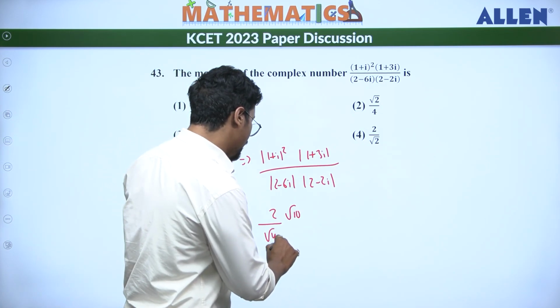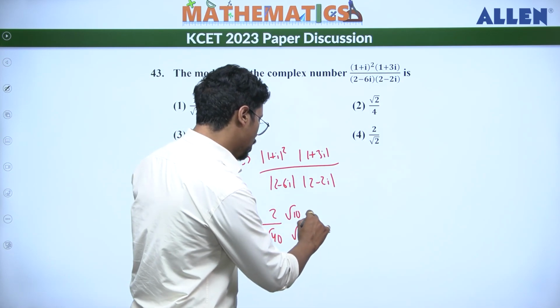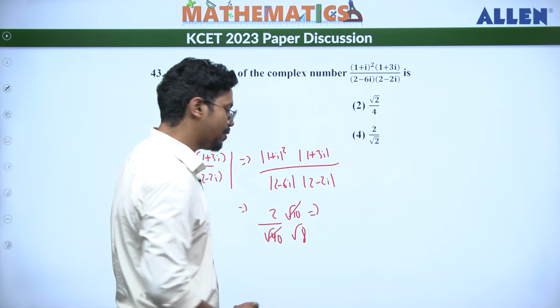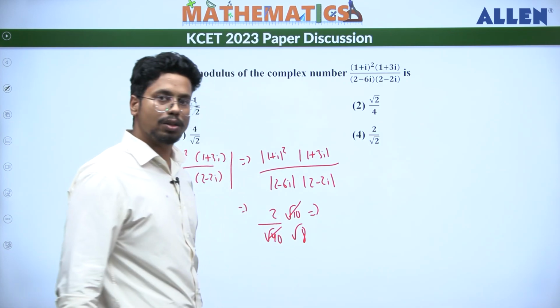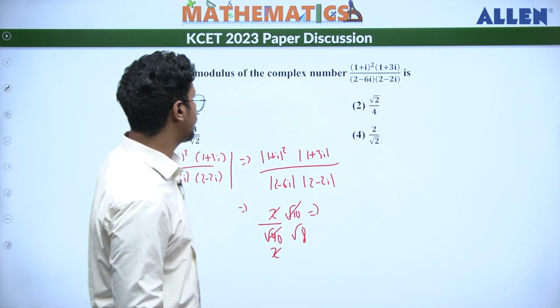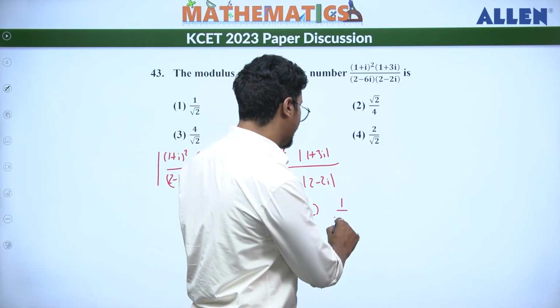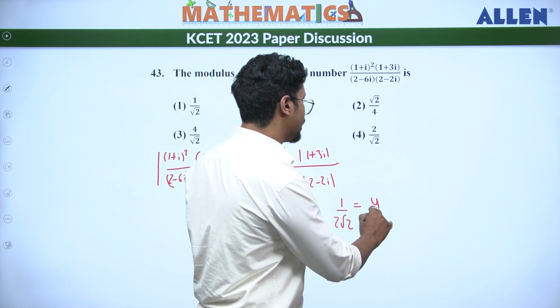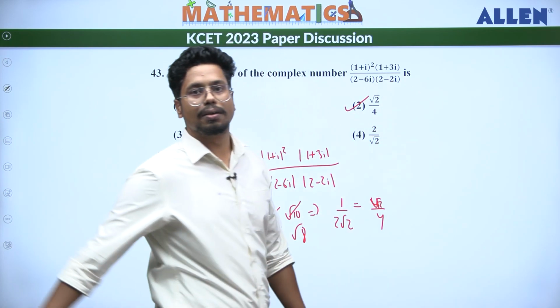Root over 40, and 2 minus 2 iota mod will be equal to root over 8. Now, this and this will get divided, so what will be left over? Root over 4, which is equal to 2. 2 and 2 will get cancelled. What is the value you will get? 1 by root over 8, which can also be written as 1 by 2 root 2, which is nothing but root 2 by 4. Option number B.